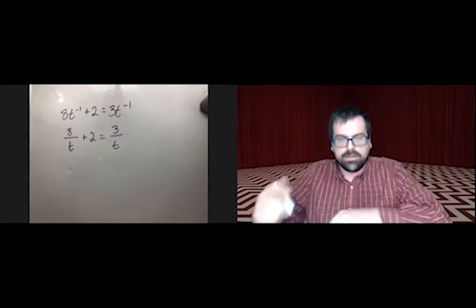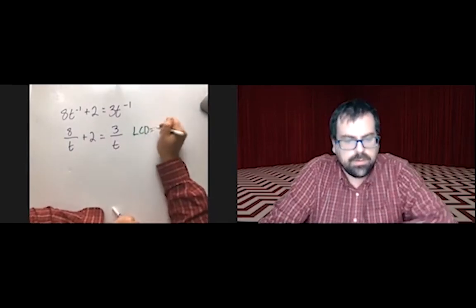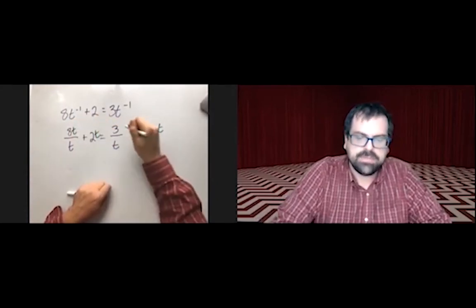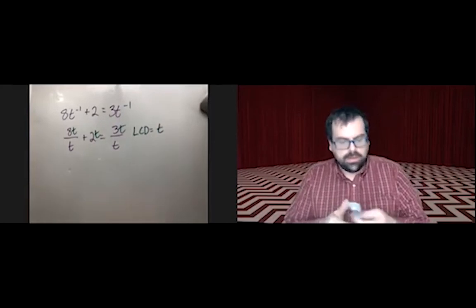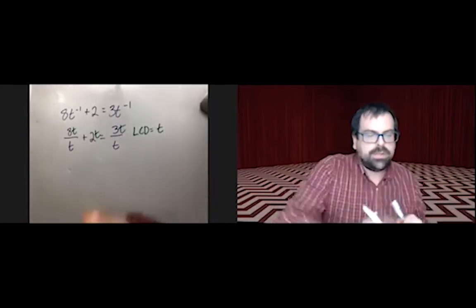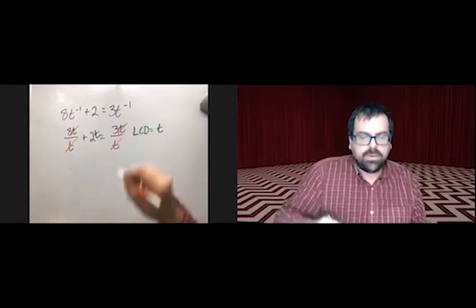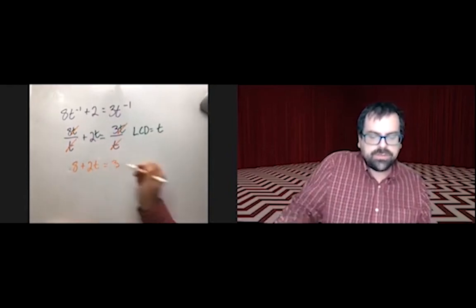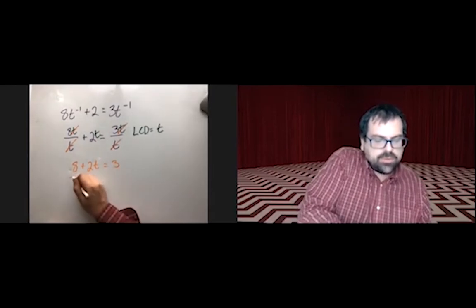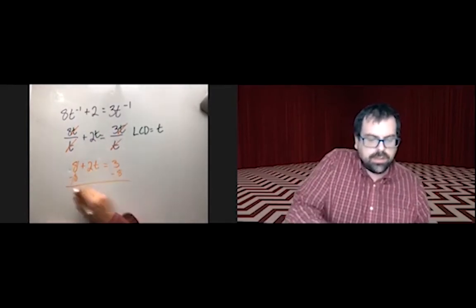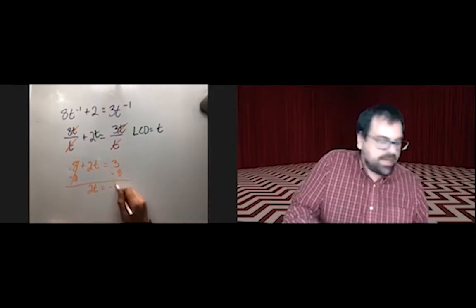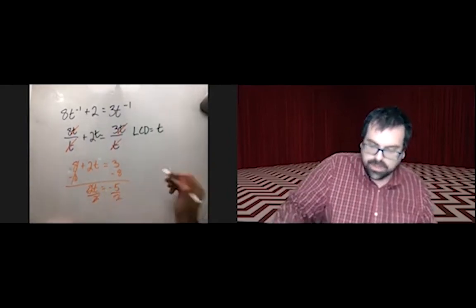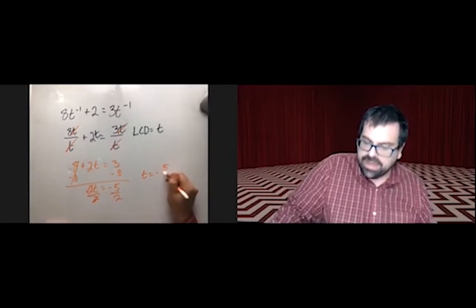The LCD is just t. So put it in the top everywhere. 8 times t, 2 times t, 3 times t. Things cancel. The t's in both of those spaces. We're left with 8 plus 2t equals 3. Subtract 8 from both sides. 2t equals negative 5. Divide both sides by 2. T equals negative 5 halves.